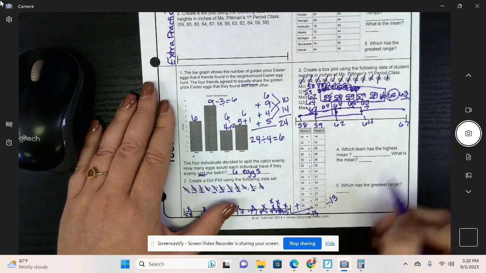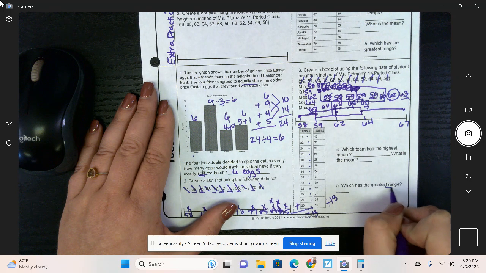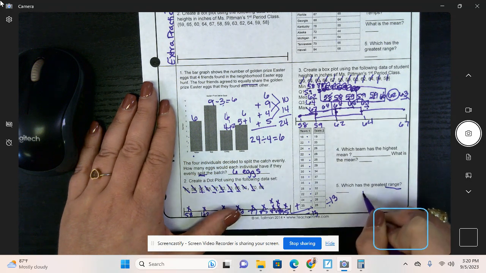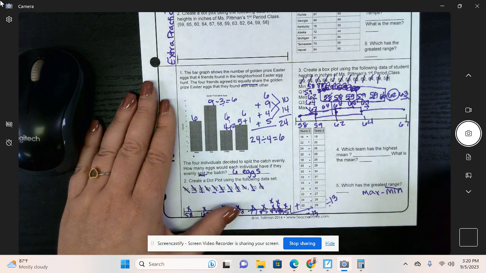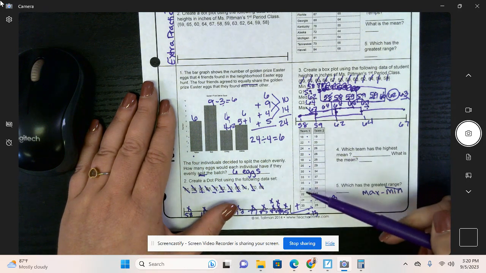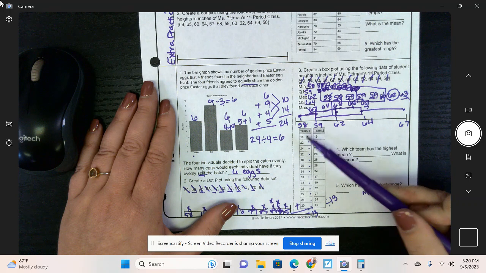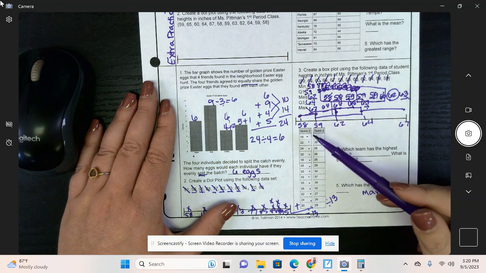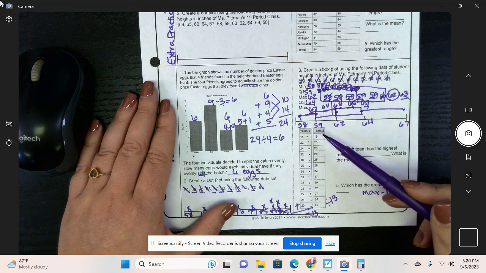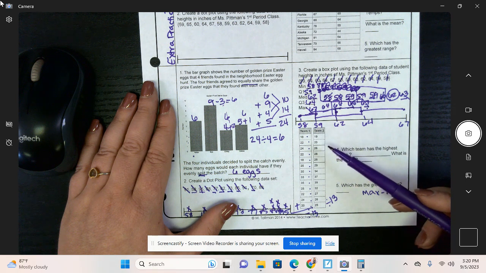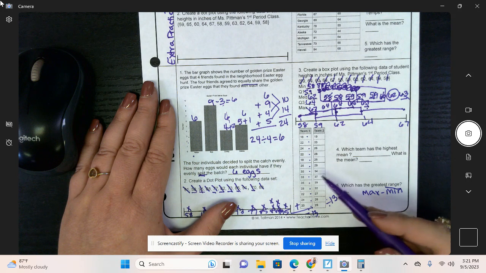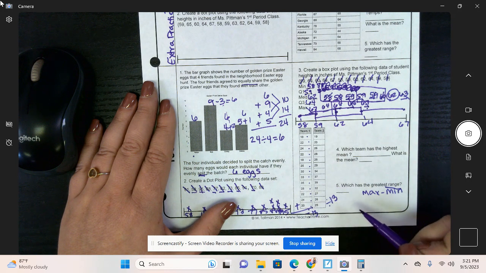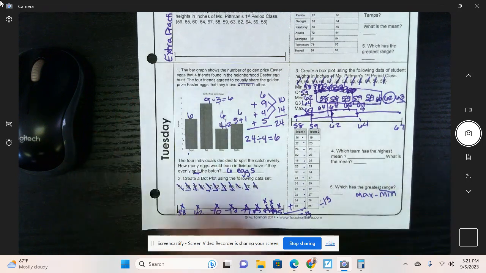In number 5, we're looking for range. So range, remember, is your max minus your minimum. So you're going to find your biggest number from team 1 and subtract your smallest number from it. Then you're going to do the same thing for team 2, biggest minus smallest, and you're going to tell me which one had the greatest range. Okay, was it team 1 or team 2, and what was the range? All right, and that's it for tonight's homework.